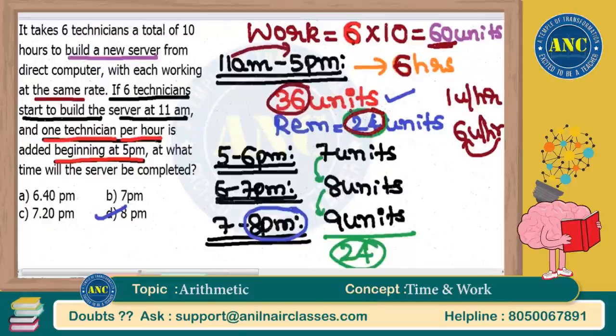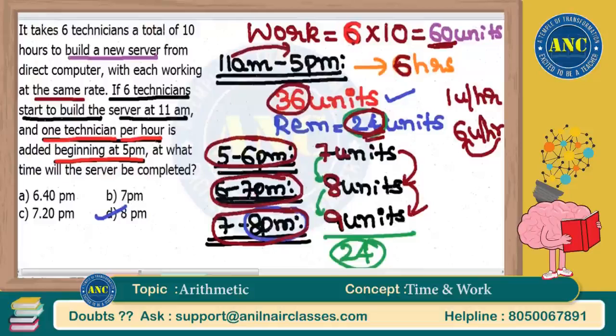After 5 o'clock, every hour one person will join. Between 5 o'clock to 6 o'clock, one more person joins, so totally 7 people are working and 7 chocolates are distributed. Next, 6 to 7, one more joins: 8 people working, 8 chocolates distributed. 7 to 8, one more person joins, so 9 chocolates are distributed. 7 plus 8 is 15, 15 plus 9 is 24, the remaining. So it will get over at 8 o'clock.